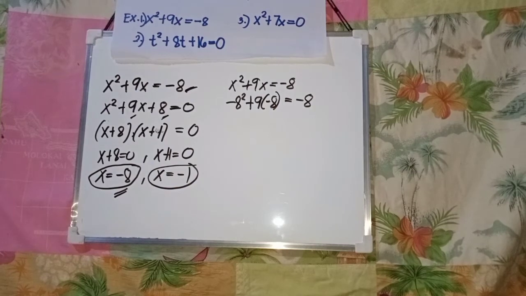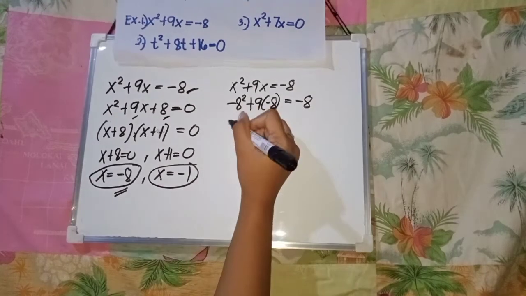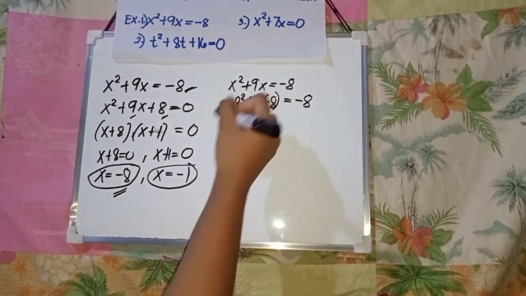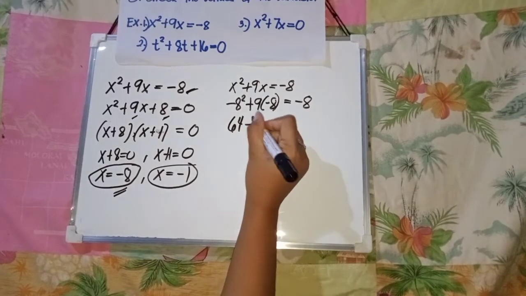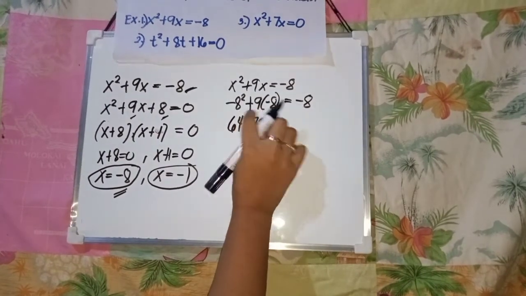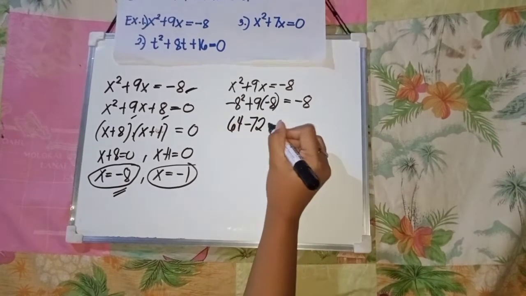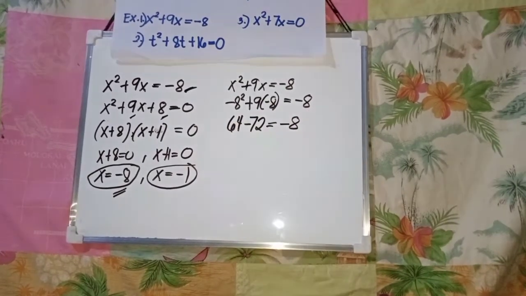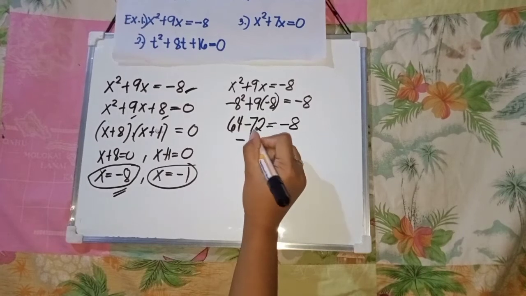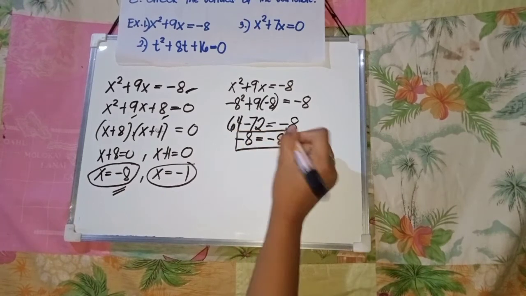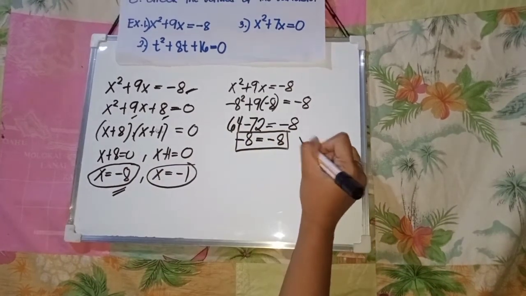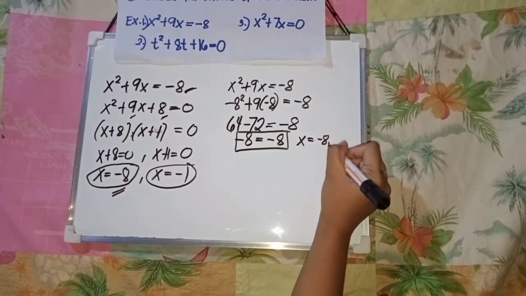So 8 squared is 64. Negative times negative is positive 64. Then 9 times 8 is 72. Since it is positive 9 and negative 8, it will be negative 72. 64 minus 72 will be negative 8. Negative 8 is equal to negative 8. So, x is equal to negative 8 is correct.